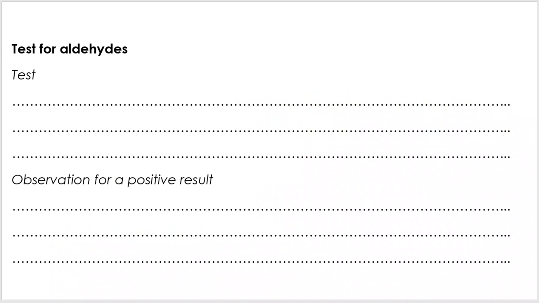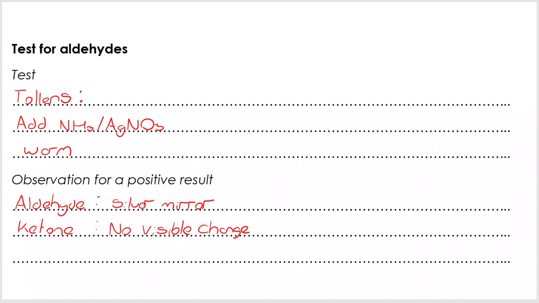Have a go at this one. And again, there are 2 options here. We're essentially discriminating between aldehydes and ketones. We could use Tollens, which is where we add NH3 and AgNO3 and we warm it. And if we do that, the aldehyde will form a silver mirror on the inner surface of the test tube. But with a ketone, there will be no visible change.